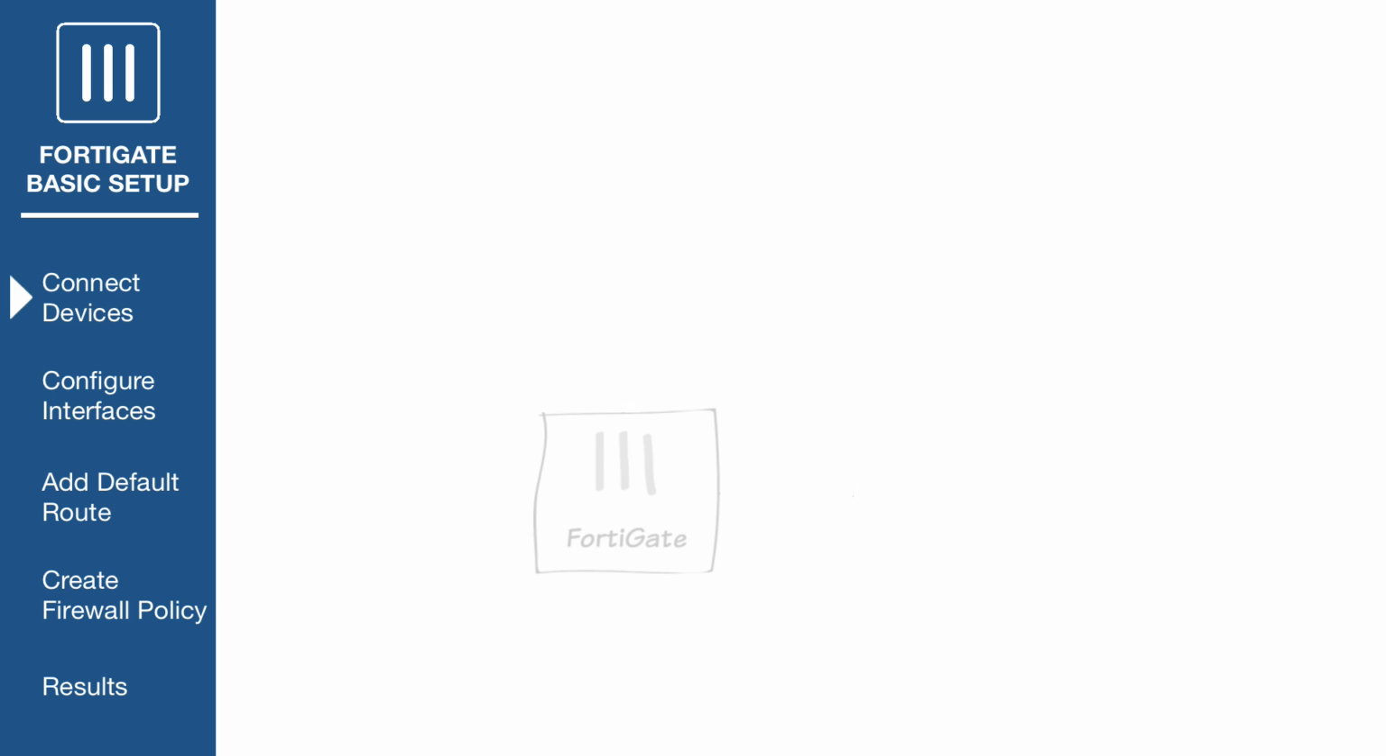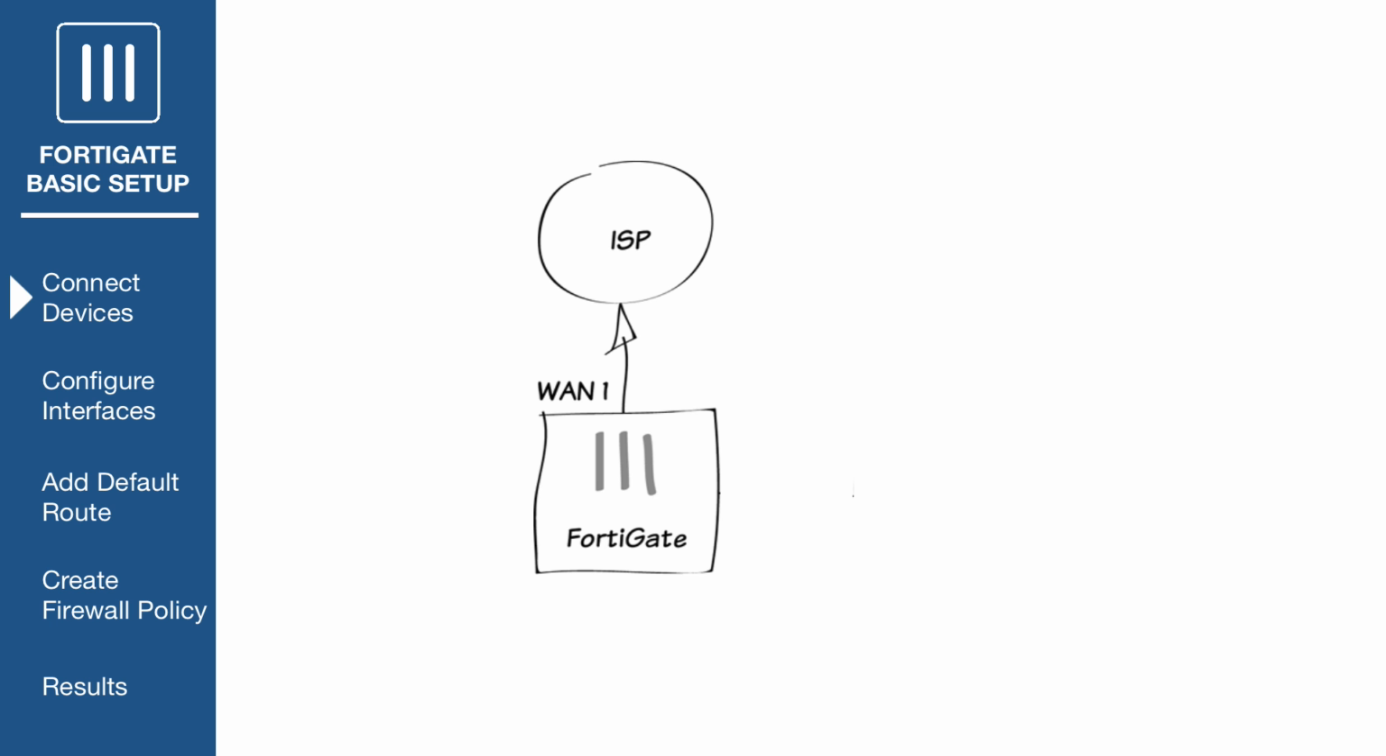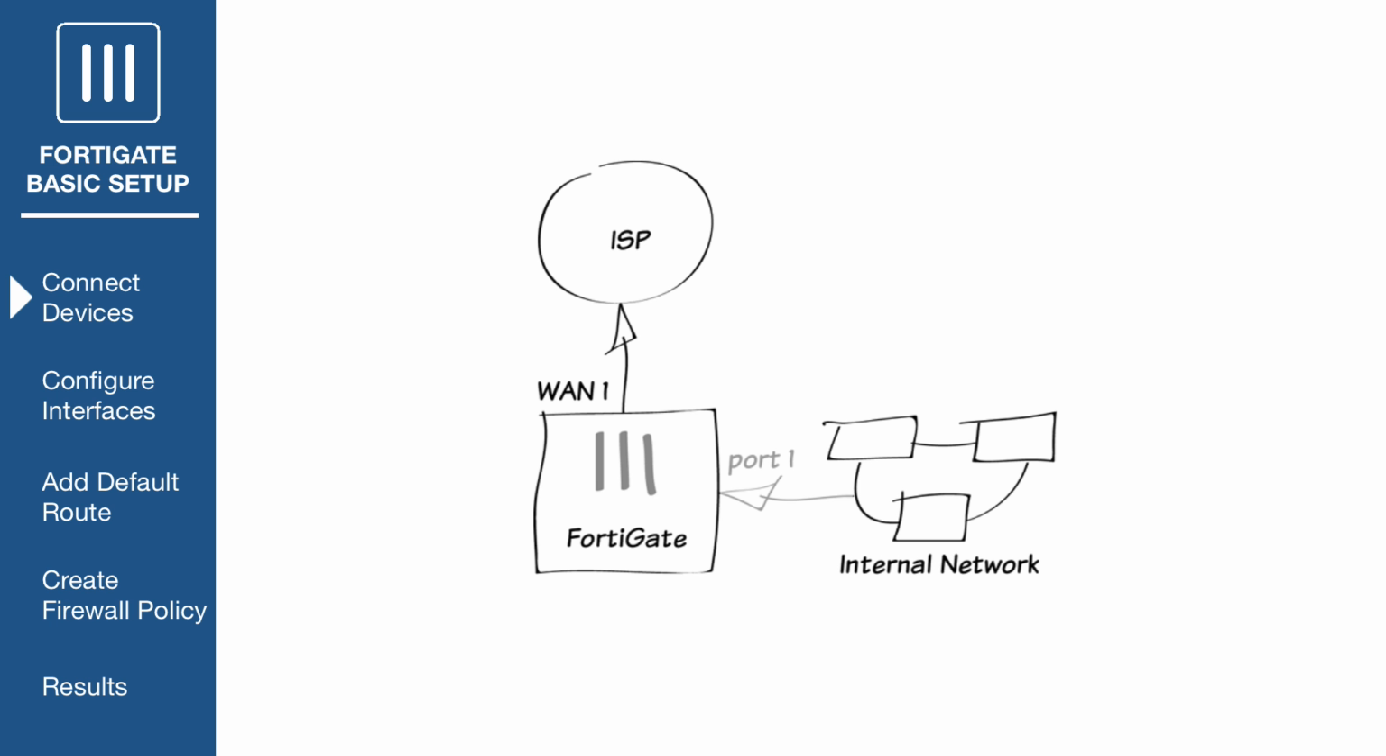First, you'll need to connect your FortiGate into your network setup. Connect the FortiGate's internet-facing interface, usually WAN 1, to your ISP-supplied equipment, and connect a PC to an internal port on the FortiGate, usually port 1. Power on the ISP equipment, the FortiGate unit, and the PC that is now on the internal network.